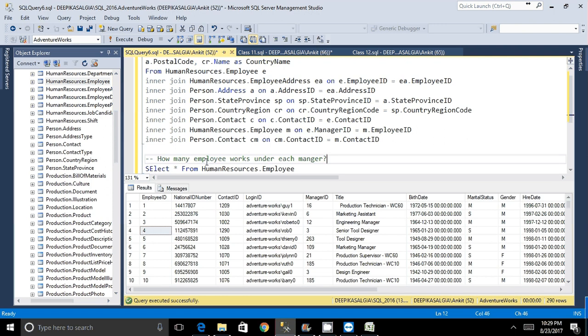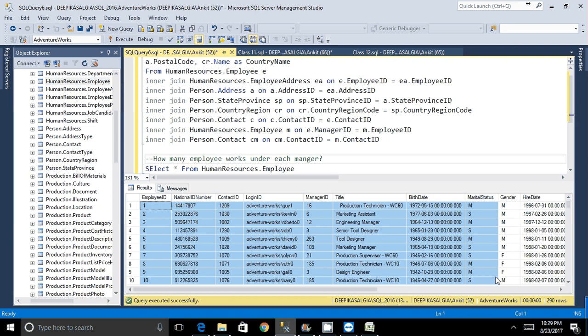If you remember, we have done this in one of the previous classes. Okay, just think about it: in this table there are only 10 records. Forget about everything underneath it. There are only 10 records in this table.